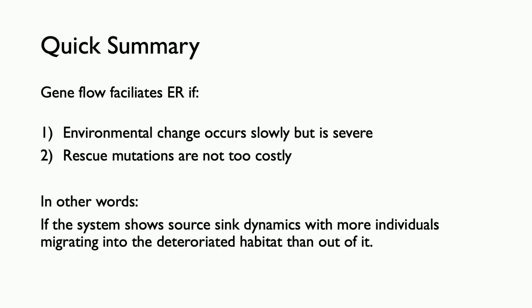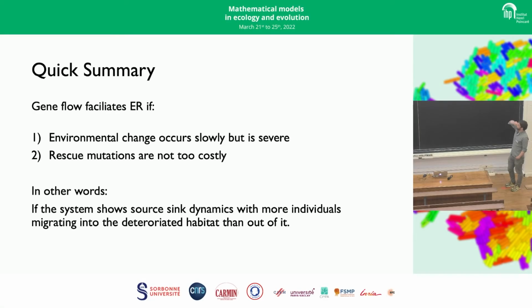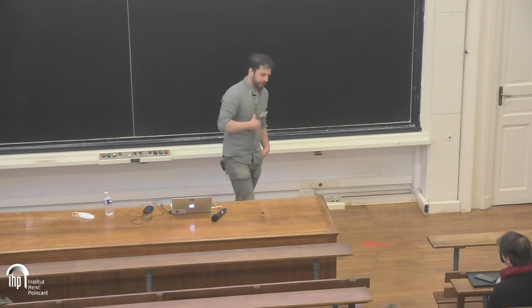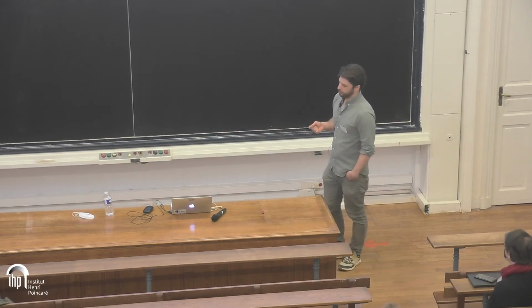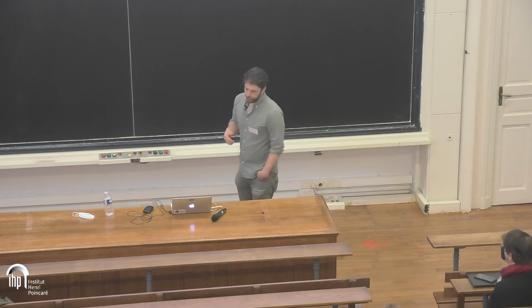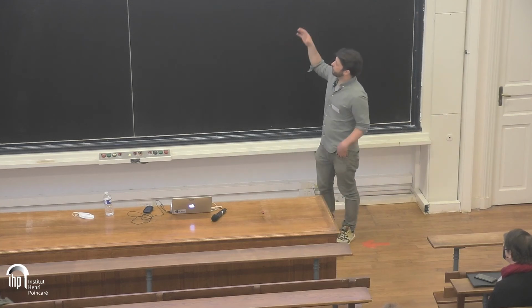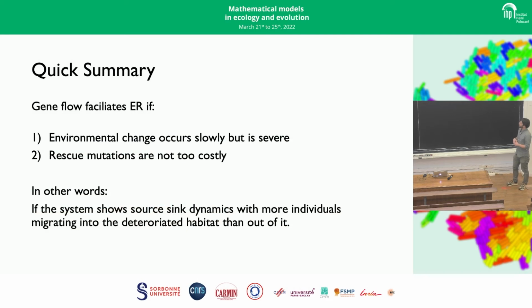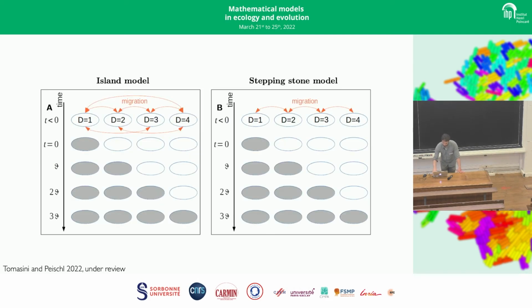But before I go to the next step, I just want to quickly wrap this up. We found this simple condition where gene flow facilitates evolutionary rescue in this two-deme model, if environmental change is slowly occurring across these two demes, but it's very severe within each deme. So these are the ideal conditions, and if rescue mutations are not too costly relative to their advantage. So if the system shows source-sink dynamics, where we have one population providing lots of influx into the other, then we expect that this gene flow should be beneficial.